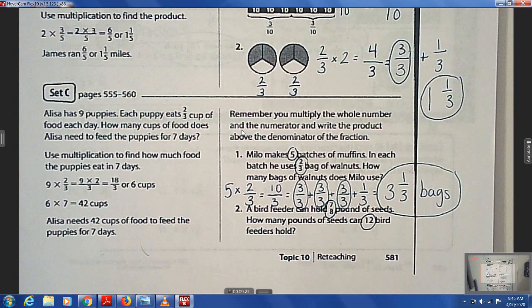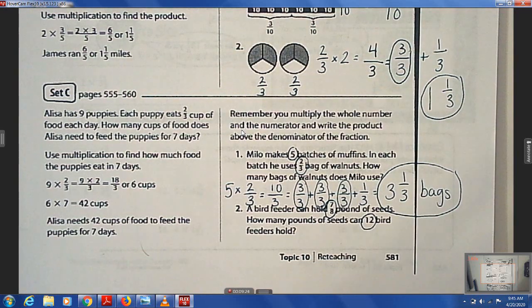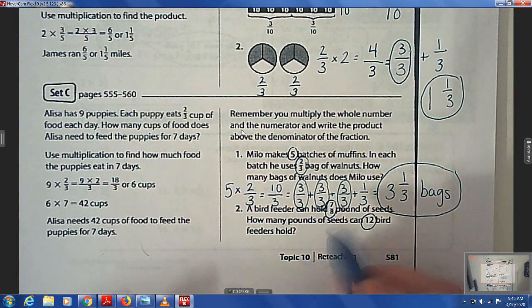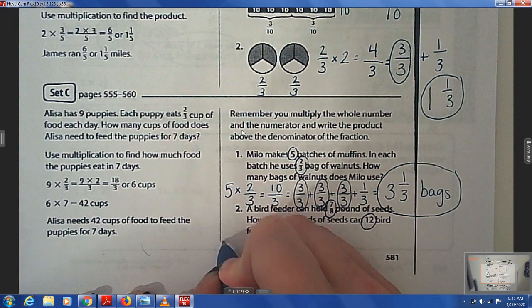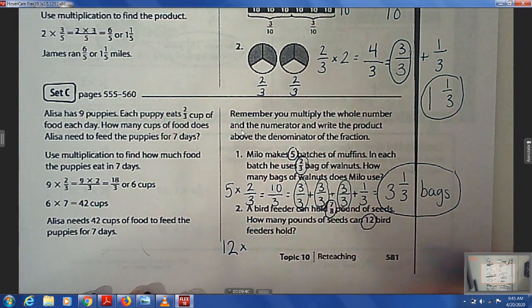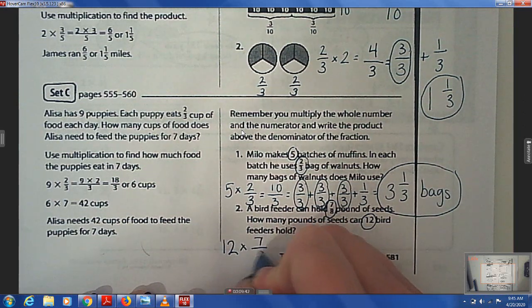Better know your 12's facts, or if you don't, then I'll show you what you can do if you can't recall your 12's facts, or 7 times 12 is a little bit foggy in your brain because we haven't been in school for so long. So our whole number of 12 times our fraction of 7/8.